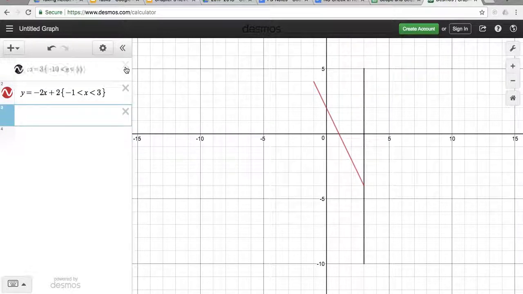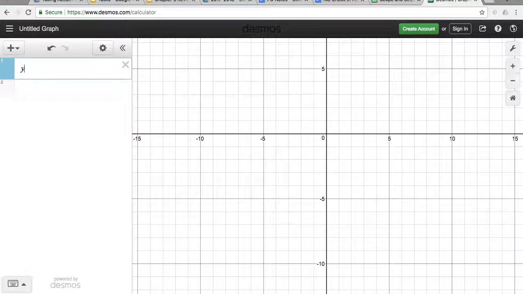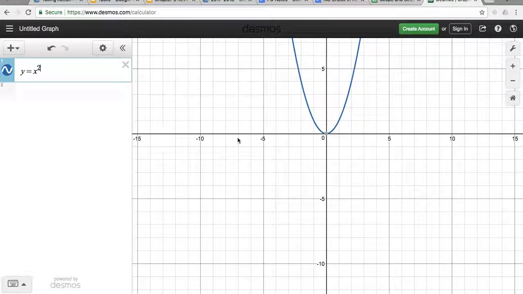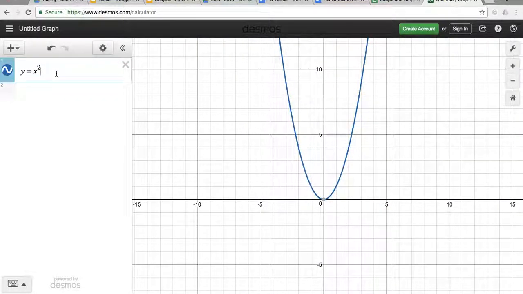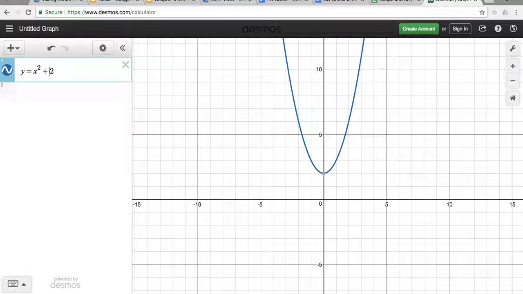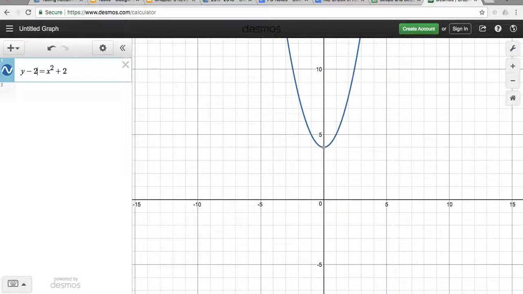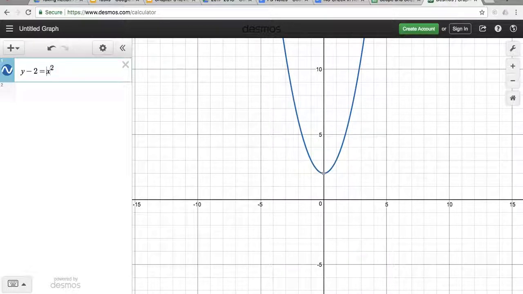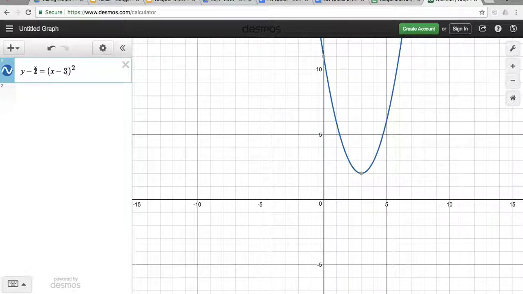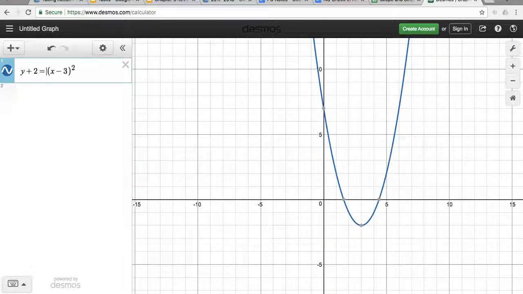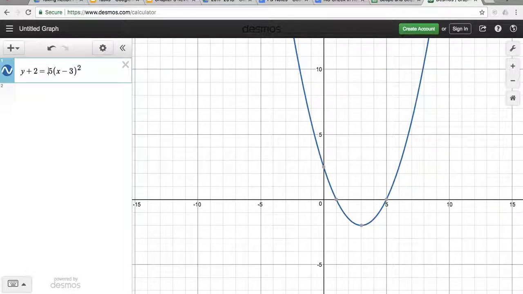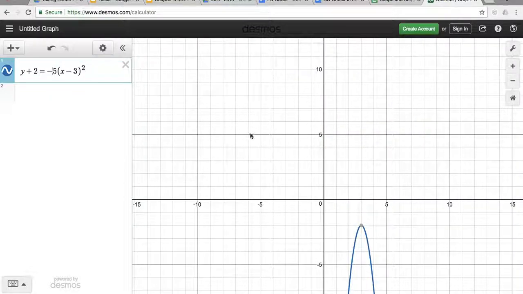How about the parabola? It's y equals x squared, right? So this is the basic graph. Depending on the number you put right here, you can move it around, and then you can determine the width of the parabola by putting some numbers in there. And of course, if you put a negative, it's going to open downwards.